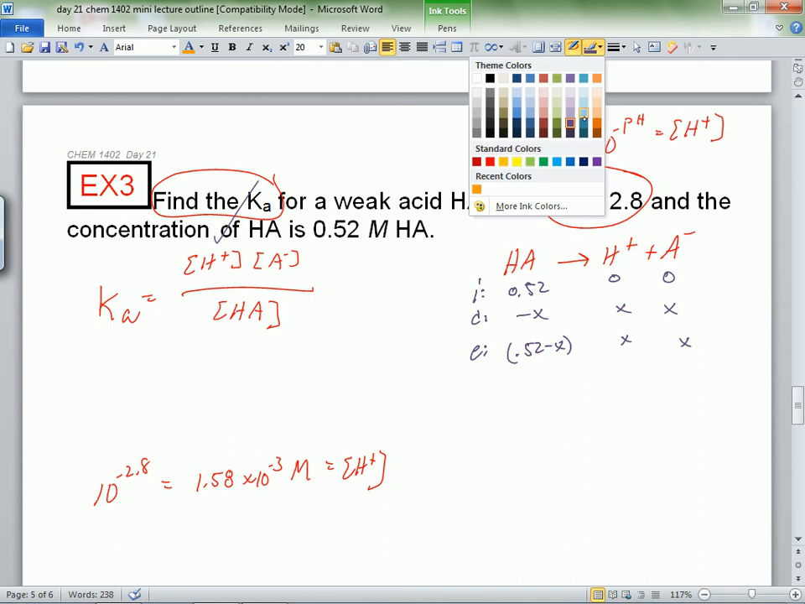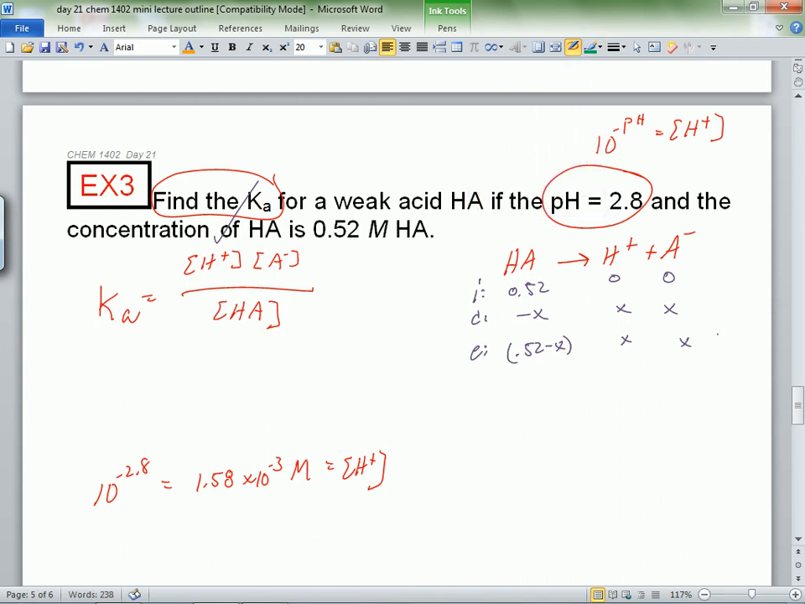So you see how all of your, here's your answers right here. Then you have to memorize anything. Oh yeah, A minus is X. H plus is X. And HA is 0.52 minus X. So you pretty much just find out what they all are and substitute it in there. And now you know what X is.